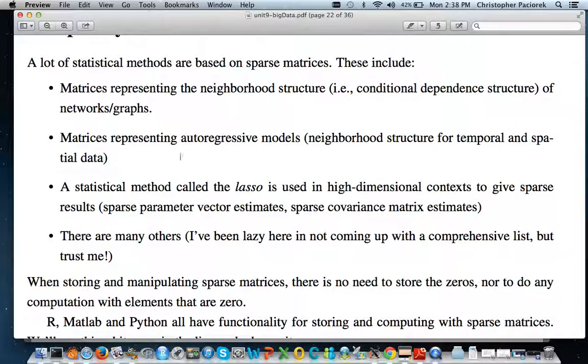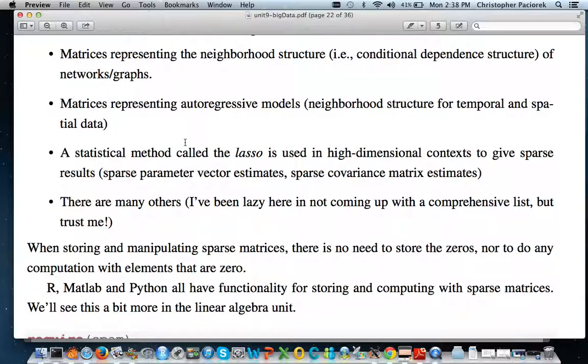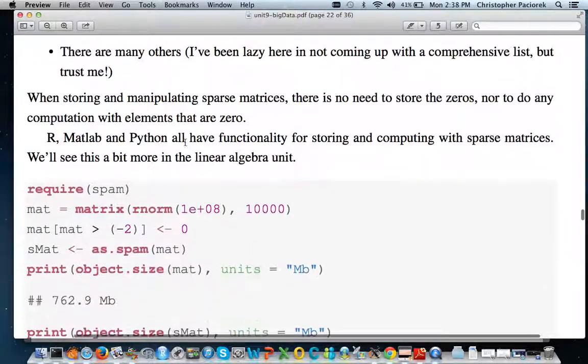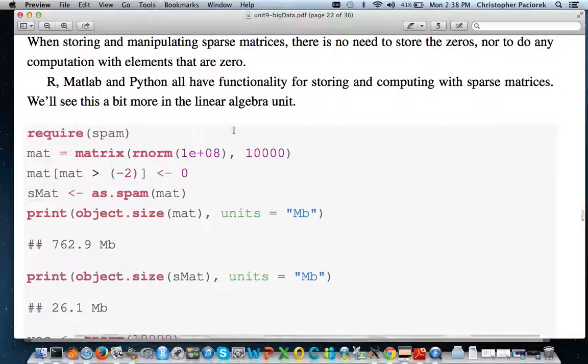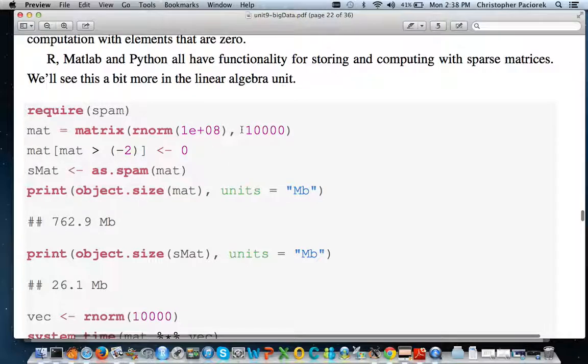So there are lots of cases in terms of statistical methods that I'll leave you to read on your own, where we do end up oftentimes with sparse matrices, and there is a lot of functionality in lots of languages, including in R, for representing things as sparse matrices. Here's an example using this package called SPAM, which stands for sparse matrix. I'm creating a matrix, and then I'm converting it to one of these sparse matrices, and I've set a lot of the elements of the matrix to 0.